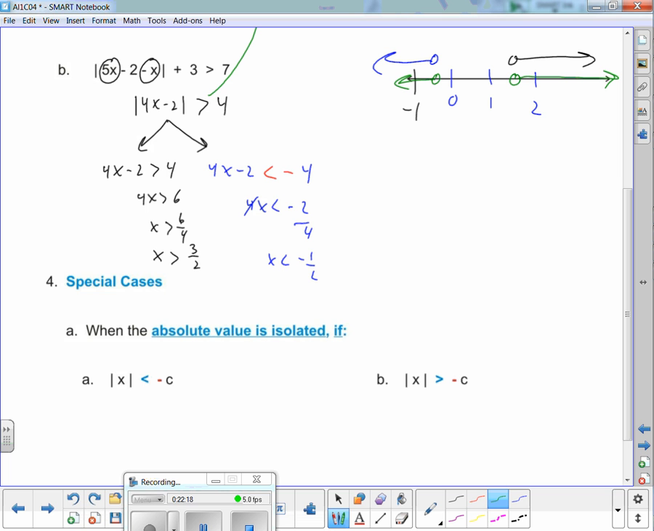How do you say this one? Write the small one first. Negative a half is smaller than 3 halves. Use the word or. Write the big one. x less than negative 1/2 or x greater than 3 halves.